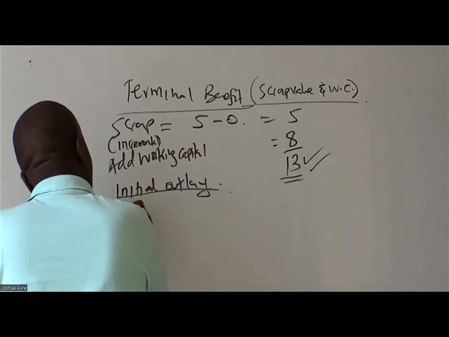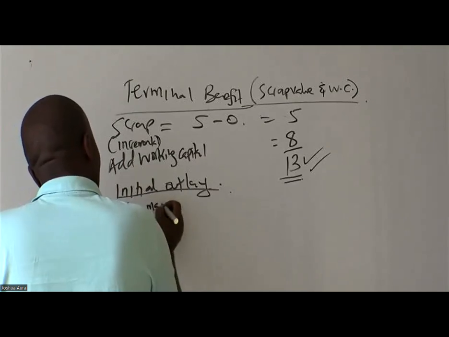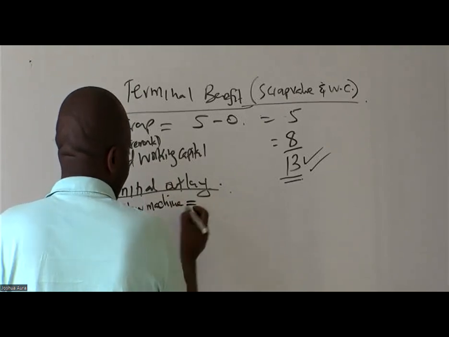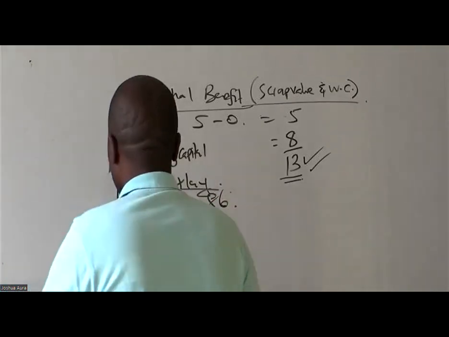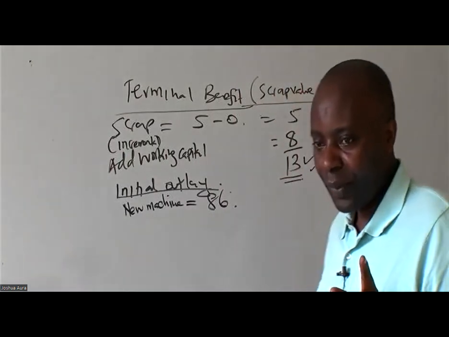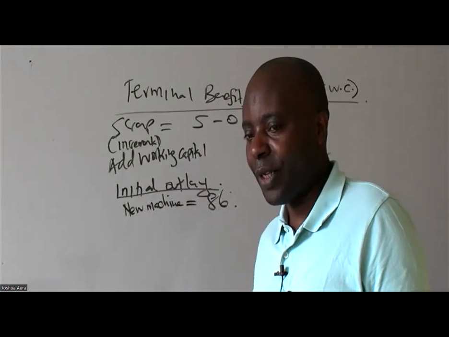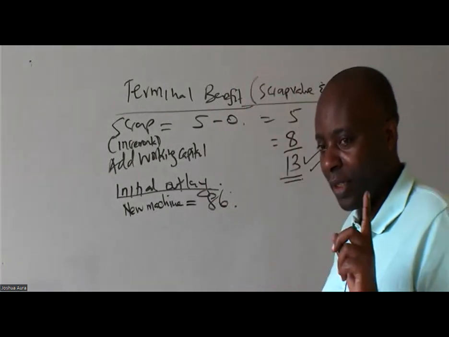We have the cost of the new machine, cost, you've given me a figure of 86. Is that true? New machine cost, you've given me 86. Is that true? Great. That's very important.